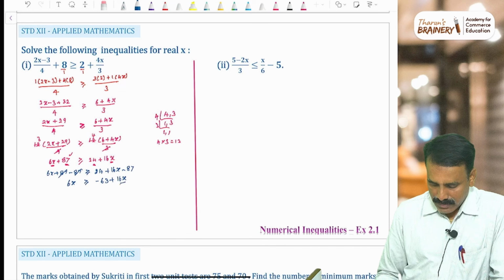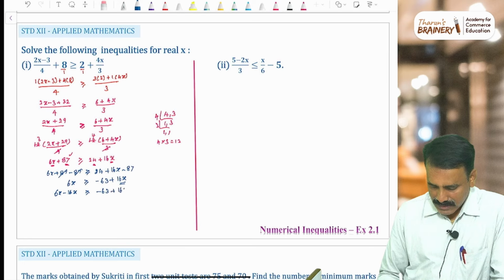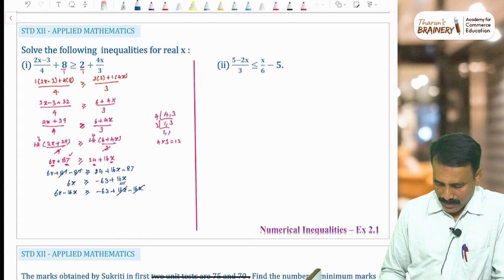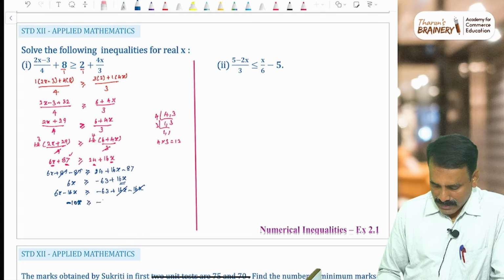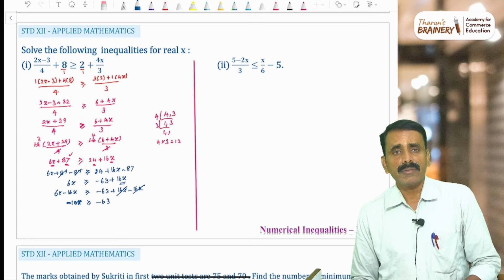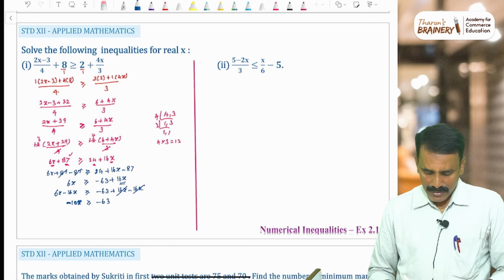Next I want to remove 16x. So I add the additive inverse: 6x minus 16x greater than or equal to minus 63 plus 16x minus 16x. 16x cancelled. So 6x minus 16x is minus 10x greater than or equal to minus 63. And left hand side and right hand side are going to have a negative symbol. We cannot cancel the negative symbol on either side, unfortunately.